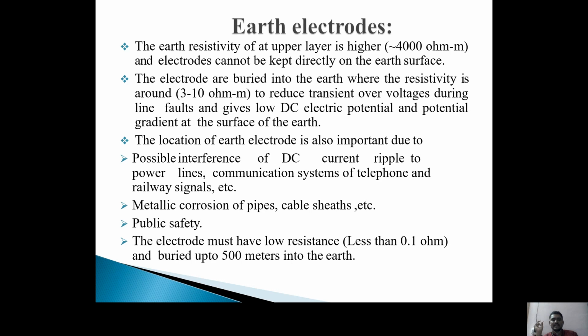The location of the earth electrode is also important for these reasons: possible interference of DC current ripple to power lines, communication systems of telephone and railway signals, etc.; metallic corrosion of pipes, cable sheaths, etc.; and public safety. And the electrode must have low resistance, less than 0.1 ohm, and be buried up to 500 meters into the earth.